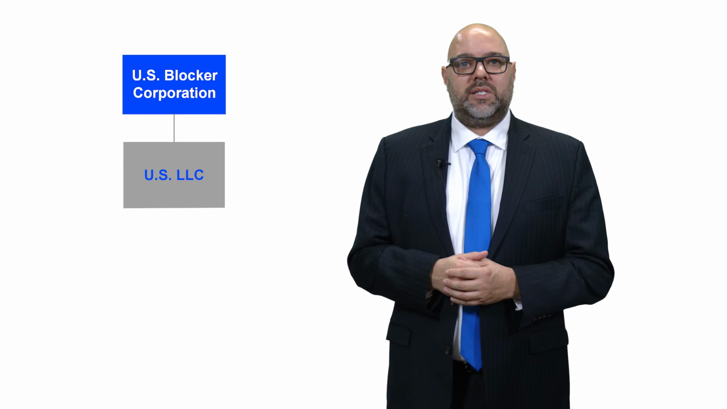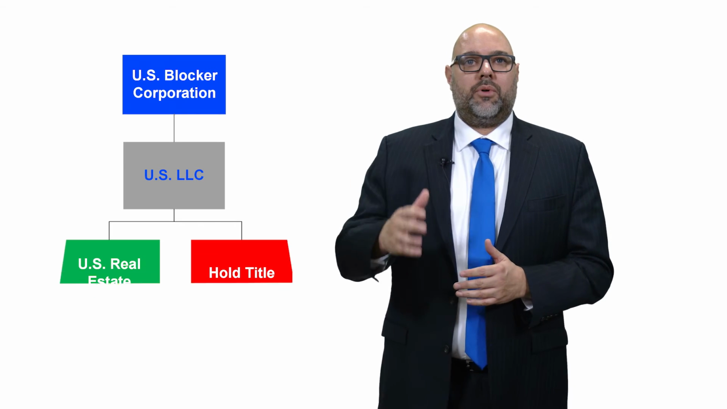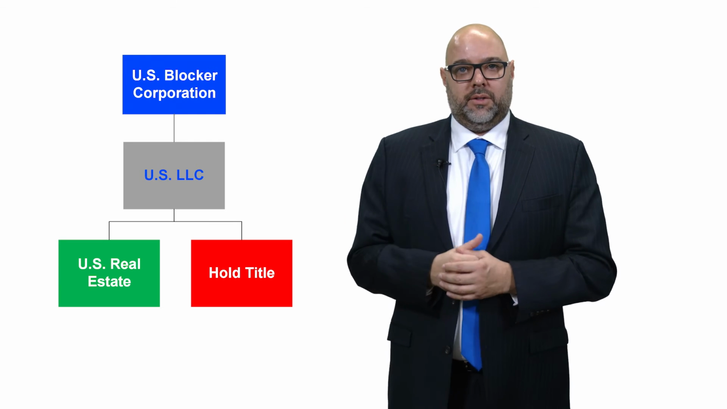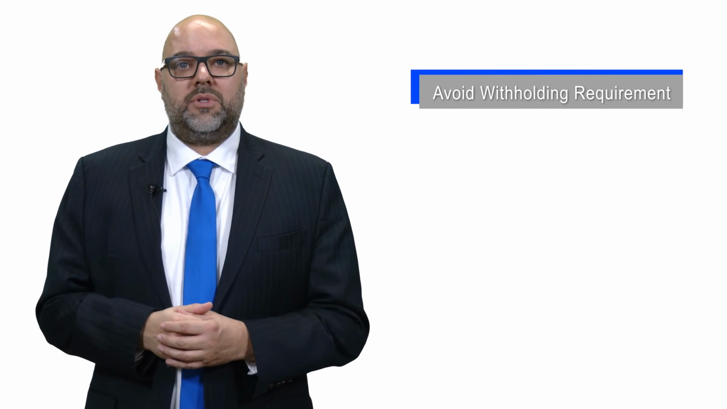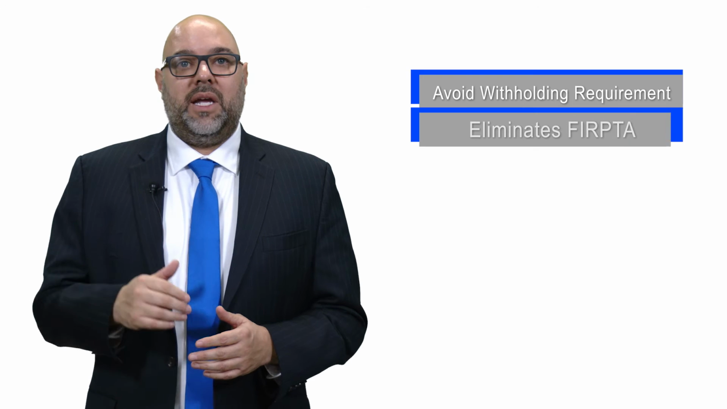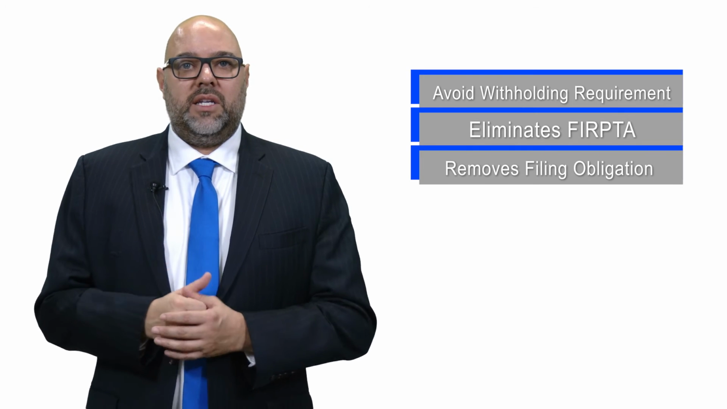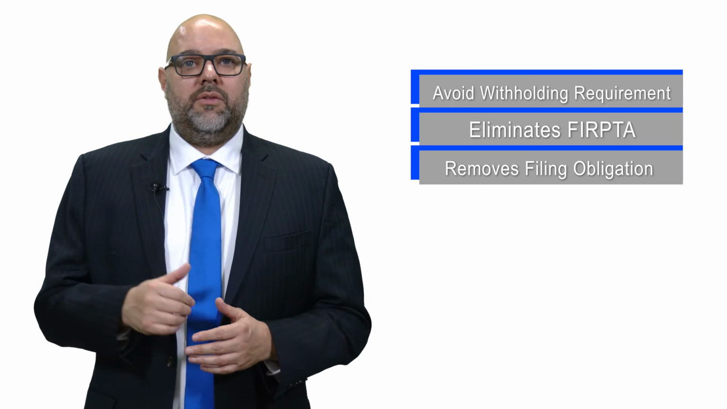However, some foreign investors do not want to have a tax filing obligation in their own name with the IRS. In that case, one solution would be to create a U.S. blocker corporation. The foreign investor will loan money to the U.S. blocker corporation. The U.S. blocker corporation would form a wholly owned U.S. LLC. The U.S. LLC would then purchase the U.S. real estate and hold title. This type of structure does three main things. First, avoids the 30% withholding requirement. Second, eliminates FIRPTA. And third, removes an individual tax filing obligation for the foreign investor.